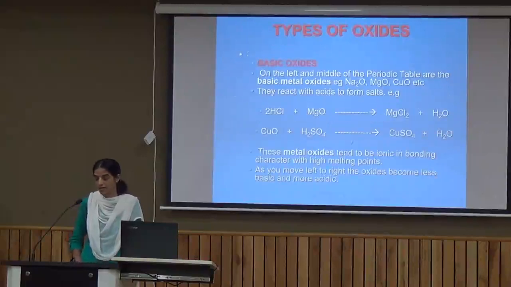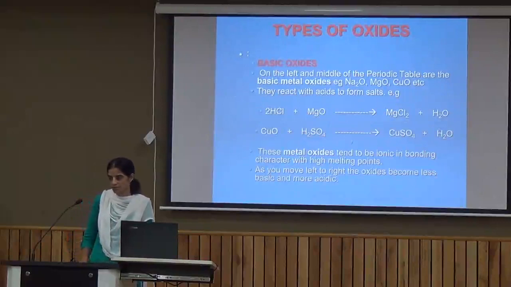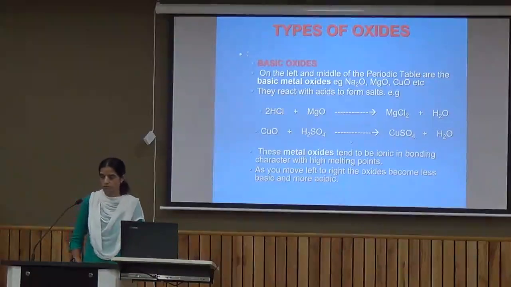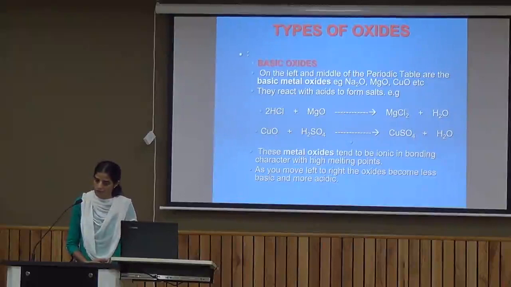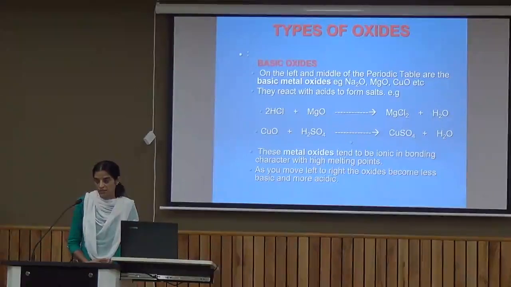Then oxides and their types, an important part of the chapter because questions generally come from this portion. Basic oxides relate to the position in the periodic table. We will not go into the details of the periodic table here. We will just try to understand these metallic oxides named here: sodium oxide, magnesium oxide and copper oxide. These are basic oxides as they are metallic oxides, and we know metallic oxides generally are basic in nature. So when they are basic in nature, they are bases.